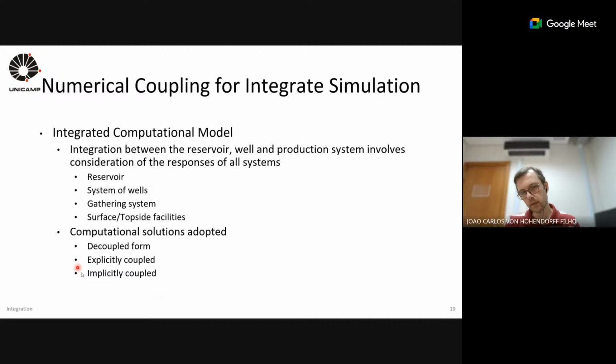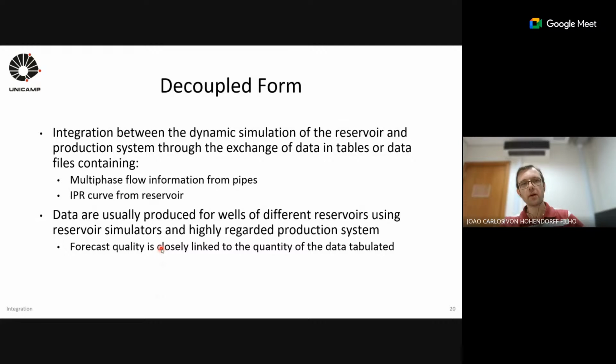We have basically three methodologies that can give us the possibility of numerical coupling of integrated models. We have the decoupled form, the explicit coupled, and the implicit coupled. The decoupled form is the first approach that the petroleum industry had the opportunity to use. We obtain integration between the dynamic simulation of the reservoir and the production system through the exchange of data in the form of tables or data files containing multi-phase flow information for pipes or IPR curves from the reservoir.